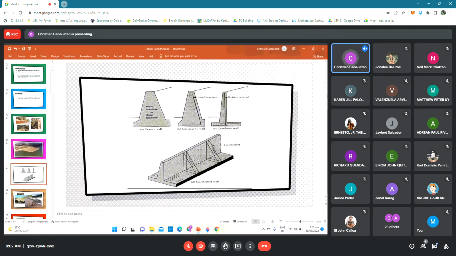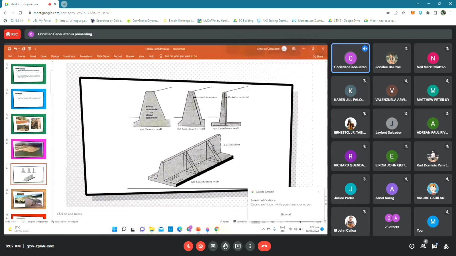Para sa ganun, hindi magkaroon ng failure on both sides, no. While on the semi-gravity, may failure na doon sa other part. Okay? For the left part. Okay? And then the last would be the counterfort wall. No? What is the difference of this counterfort wall to your gravity wall or semi-gravity wall or your cantilever wall?